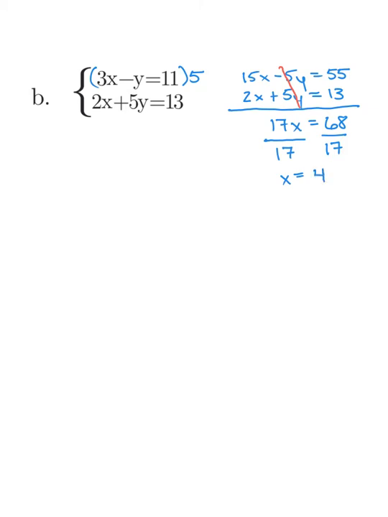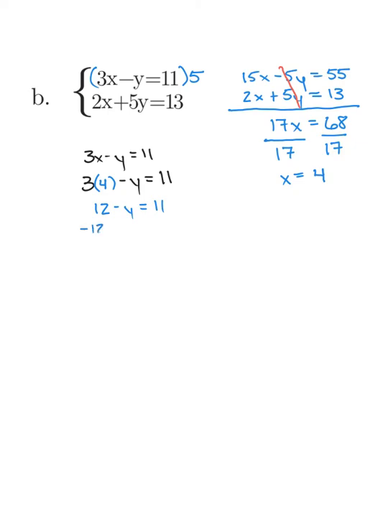So now let's go ahead and plug this back into one of the original equations. I'm going to go ahead and work with the top one. Again, it does not matter which equation you plug this into. So if we plug this back into the top equation, I get 3 times 4 minus y equals 11. We can go ahead and multiply 3 times 4, giving us 12 minus y equals 11.